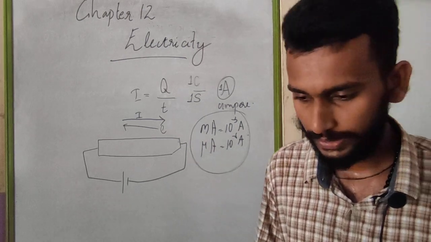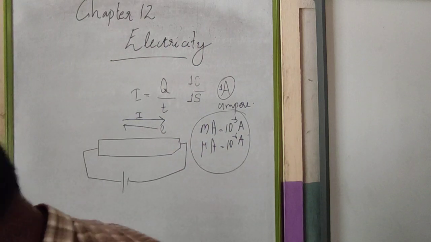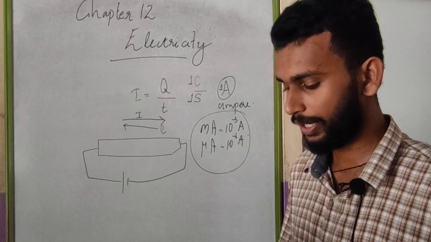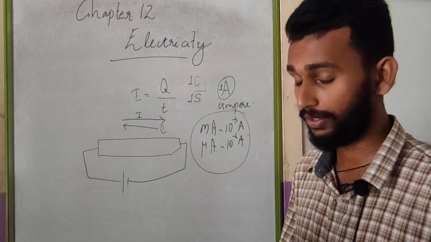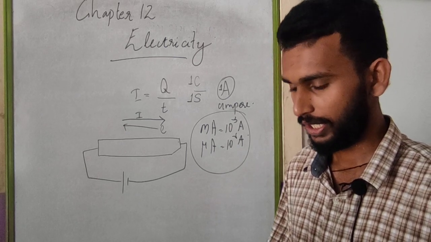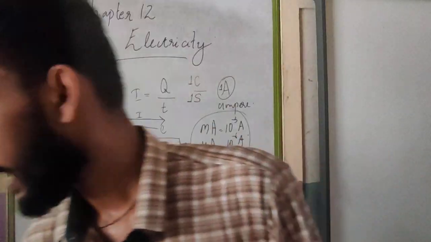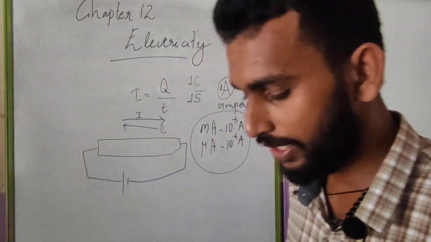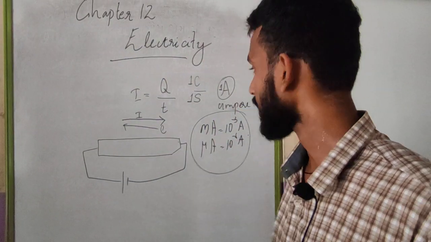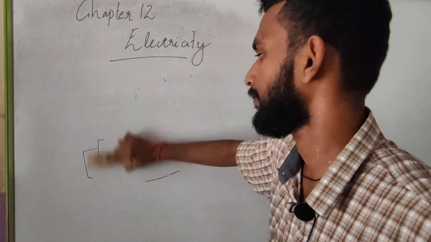And come to one example. Example number 12.1. A current of 0.5 ampere is drawn by a filament of an electric bulb for 10 minutes. Find the amount of electric charge that flows through the circuit. Okay, so we have to find out the value of Q. I and T values are given. I is in ampere and time T is in minutes. Actually, that minutes you have to convert into seconds, that is the SI unit.